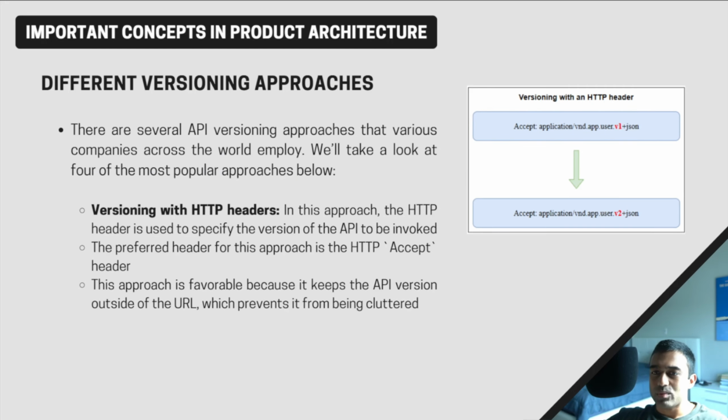And then we also have versioning with HTTP headers. In this approach, the HTTP header is used to specify the version of the API to be invoked. The preferred header for this approach is the HTTP Accept header. This approach is favorable because it keeps the API version outside of the URL, which prevents it from being cluttered.